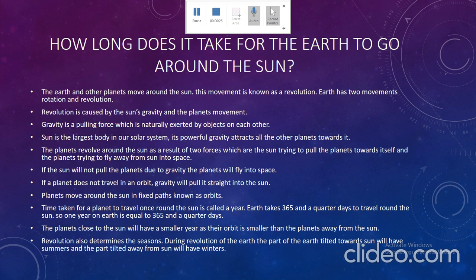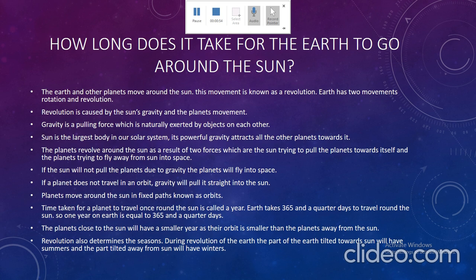Alright, revolution is caused by the sun's gravity and the planet's movement. Now why is the revolution possible of all the planets? Because the sun has a powerful gravity. It is the bigger object, so it has more powerful gravity, and the planet's movement. Planets are constantly moving in circular orbits around the sun. Gravity is the pulling force which is naturally exerted by objects on each other.